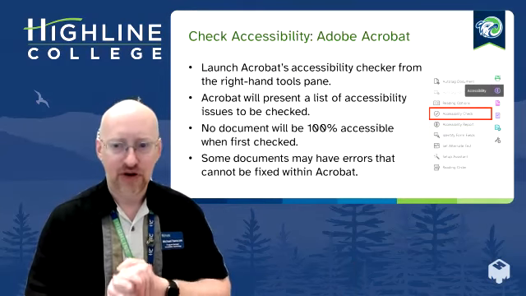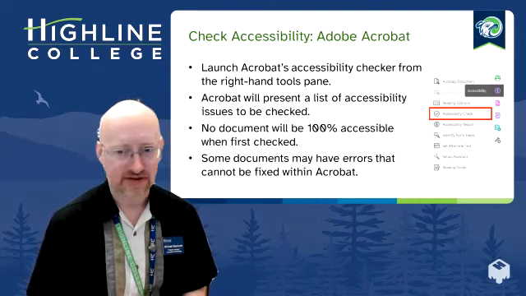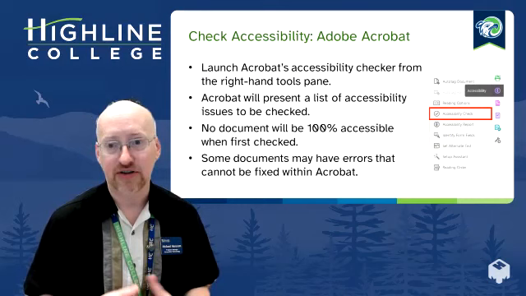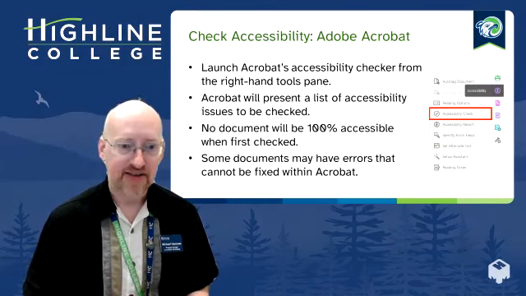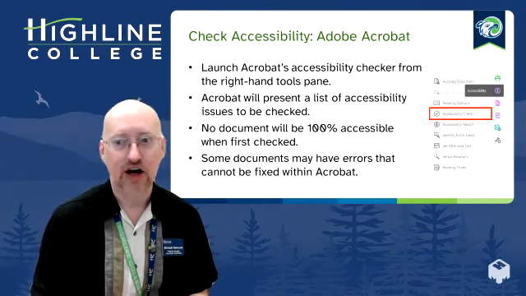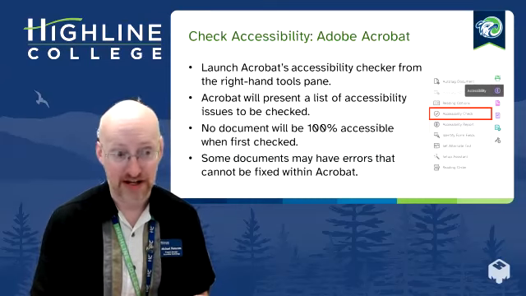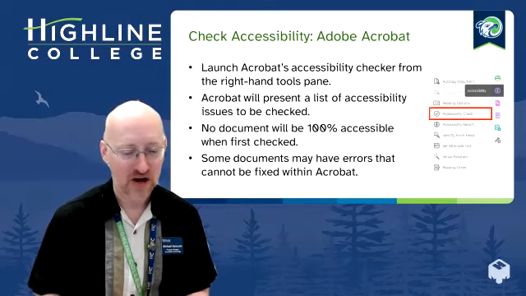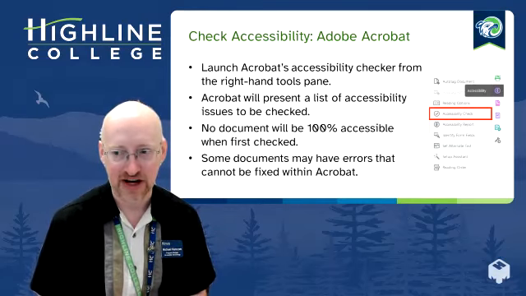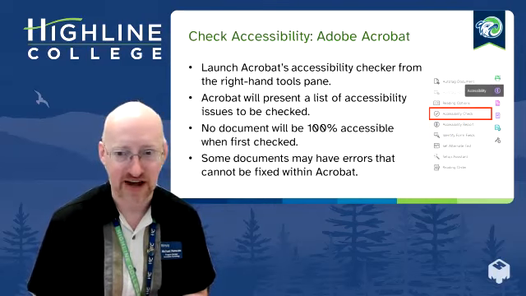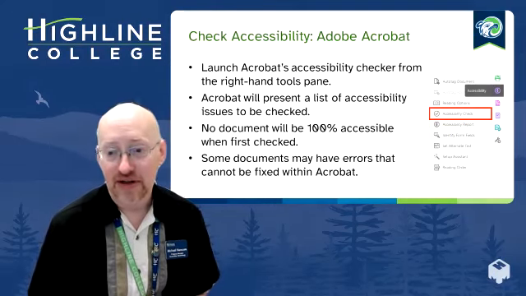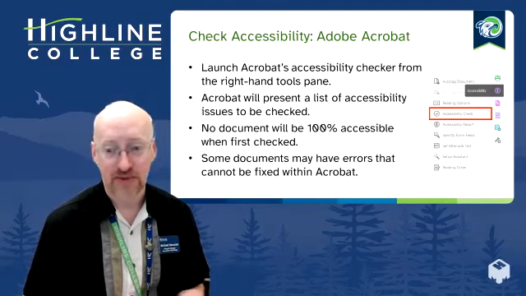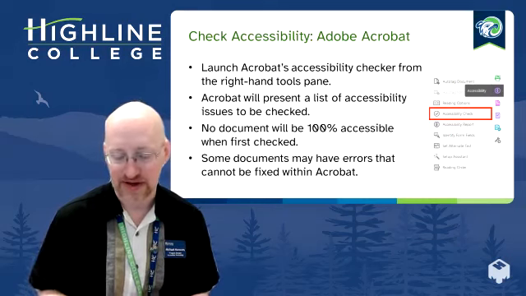With Acrobat, no document will be 100% accessible when you first check it. Part of that is because there are certain features that Acrobat says should be checked, but it cannot check automatically. It has to have a human looking at something and saying, okay, yes, that passes. So there will always be at least 2 errors with any accessibility check in Acrobat, and that's fine. They're easy to check. But some documents may have errors that cannot be easily fixed within Acrobat, and we just do the best we can. PDFs can be kind of difficult in this regard.